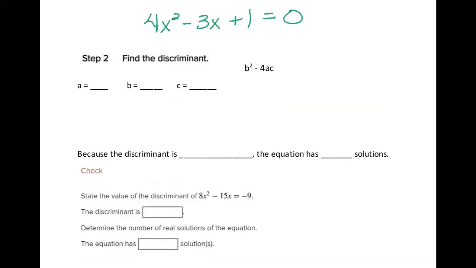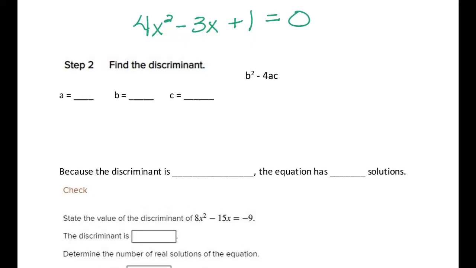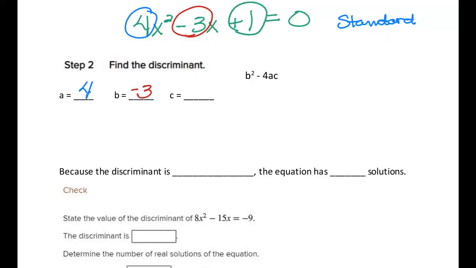Yes, plus 1. So now that that is in standard or general form, we need to write down the a value, the b value, and the c value. What is my a value? Anyone? Not the x, always just the number, but good. Yes, the 4. That is your a. What's my b amount? Negative 3. And c is 1. And they always go in order, A, B, C. But don't forget the signs in front.